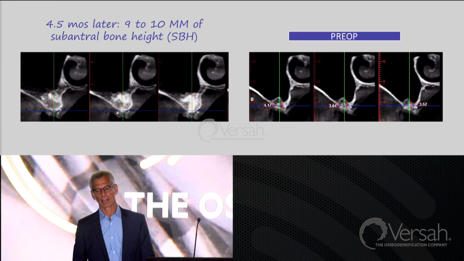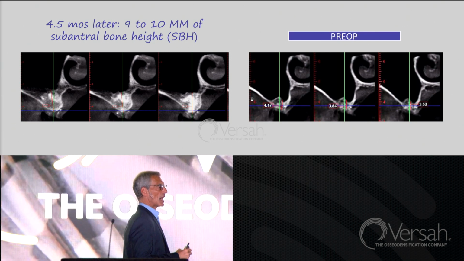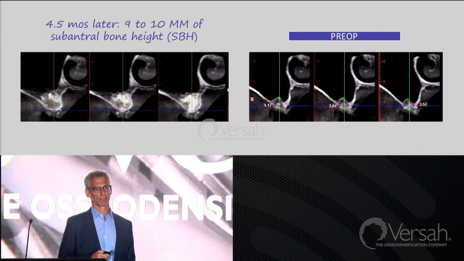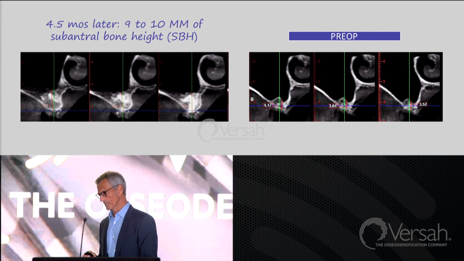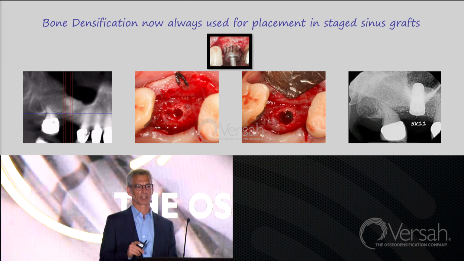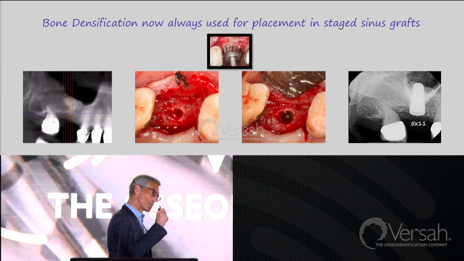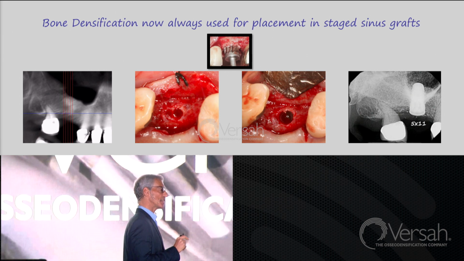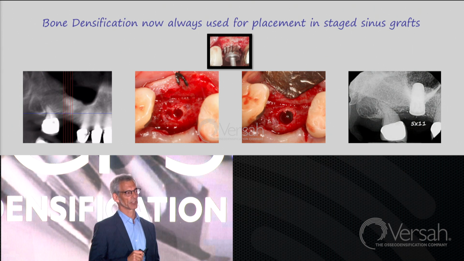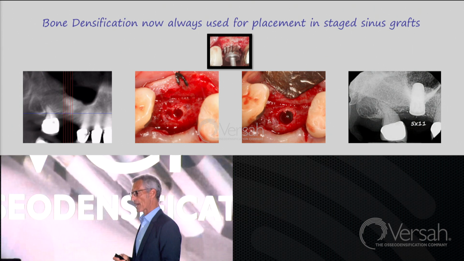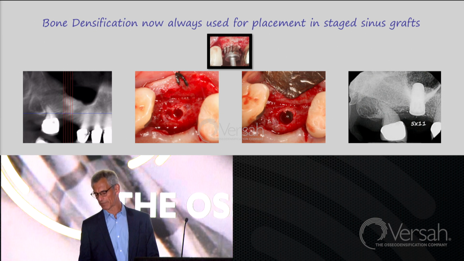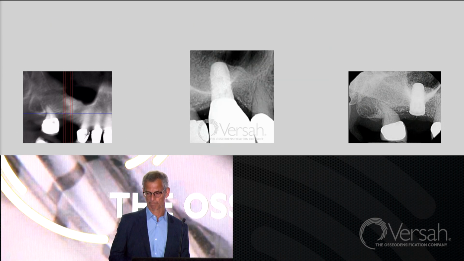But look at that, at 4.5 months. I would have been pleased with myself if I got that result and I did a lateral window. And my new rule, bone densification in every staged sinus graft. But now that I'm doing bone densification in every sinus graft, I thought I needed to rethink what I place in my staged grafts. And I'll touch back on that in a little bit. So I use bone densification, 5x11, final restoration.